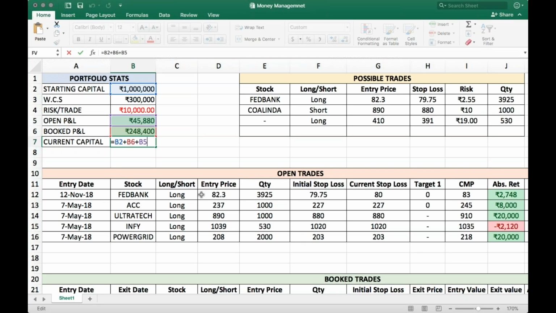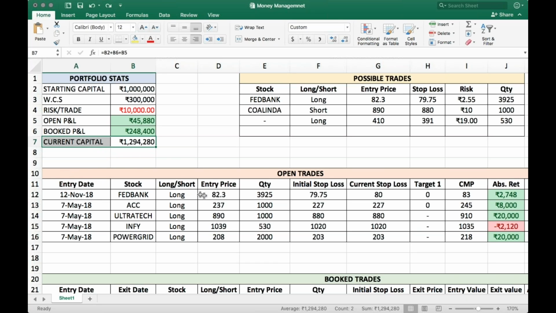Clear? Yes. So your open P&L, you're up 45,000. Your booked P&L, you've done very good. You're up close to 2.5 lakhs. So your 10 lakhs have now come close to 12.9 lakhs. Is that a good performance or bad performance? It's a good performance. Let's make it more realistic in your case.